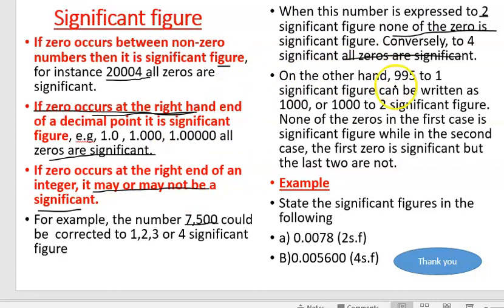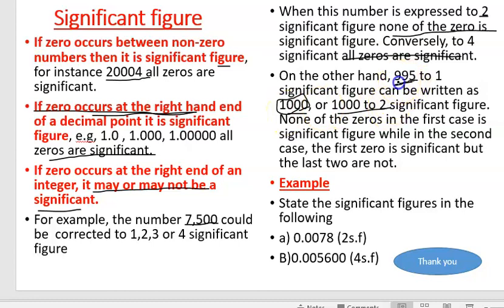On the other hand, if you consider a number like 995, to one significant figure it can be written as 1000, right? Or to two significant figures, it is again 1000. If you write this number to one significant figure, it will be 1000, and therefore none of the zeros in the first case is significant. I've written this number to one significant figure, so only the 1 is significant. The rest of the zeros are not.